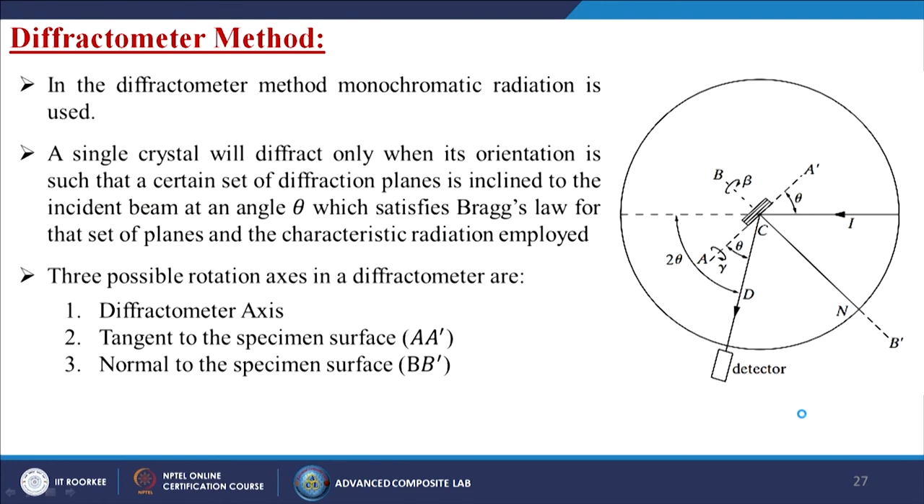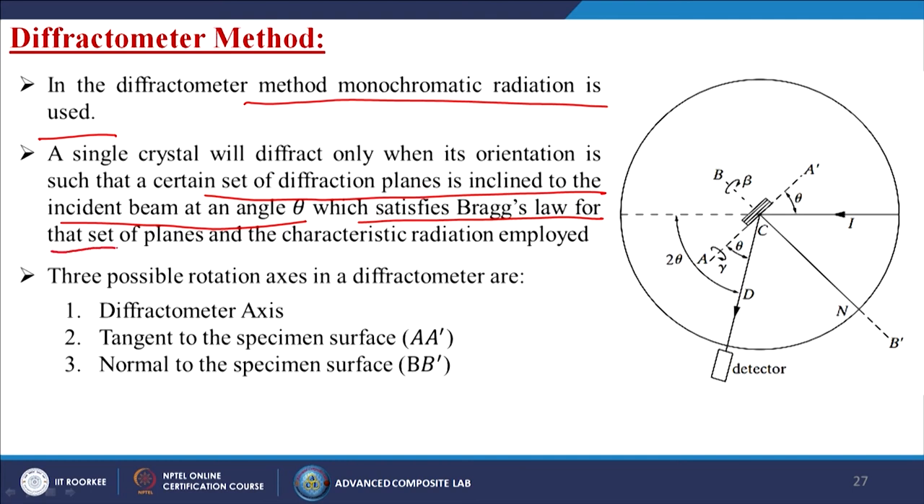Now, the last one is called the diffractometer method. In the diffractometer method, monochromatic radiation is used. A single crystal will diffract only when its orientation is such that a certain set of diffraction planes is inclined to the incident beam at an angle theta, which satisfies Bragg's law for the set of planes and the characteristic radiation employed. Our XRD equipment follows this method, or maybe we are getting the results by this method itself.